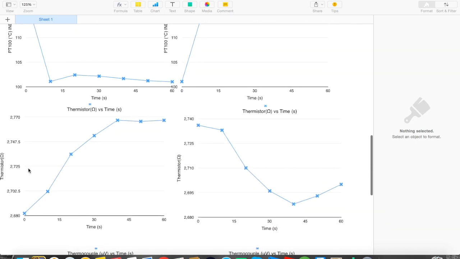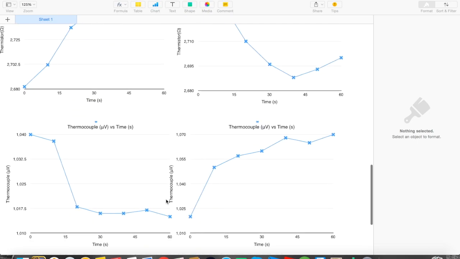With thermostat versus time, there's a positive correlation between time and thermostat when the system is cooled, and there's a negative correlation when the system is heated. With thermocouple versus time, when the system is cooled, there's a negative correlation, yet when the system is heated, there's a positive correlation between thermocouple and time.